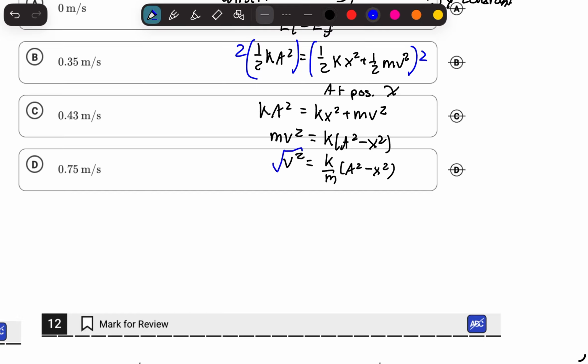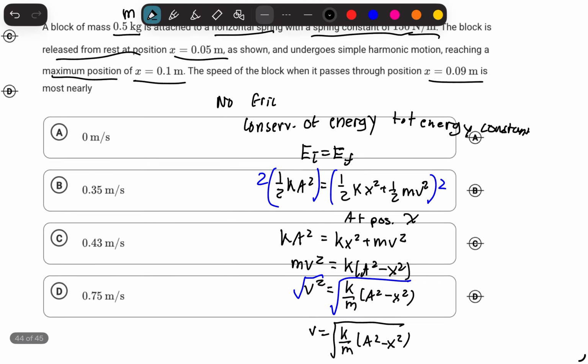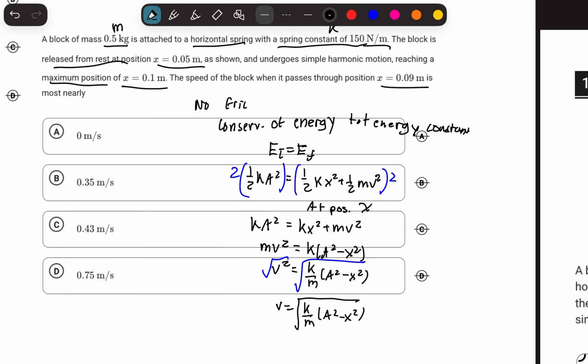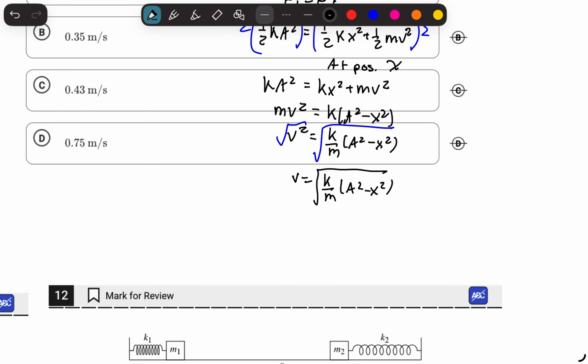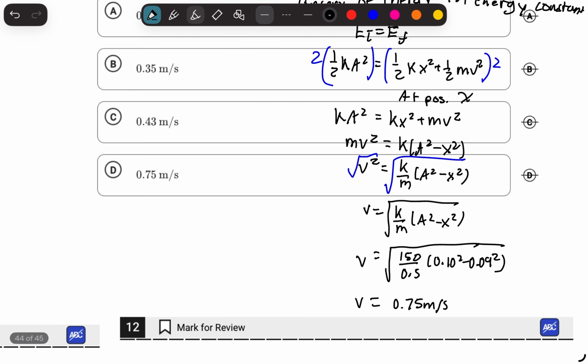So now after that, you just take the root of both sides, and that's going to be v is equal to the root of k over m times A squared minus x squared. And now we want what the speed is. So we're given all these values, we can just plug these in. For mass, we have 0.5 kg. So v is going to be equal to the root of 150 over 0.5 times 0.10 squared minus 0.09 squared. If you plug this into your calculator, which you'll have for this question, it is going to be 0.75 meters per second. And we can see that's option D.